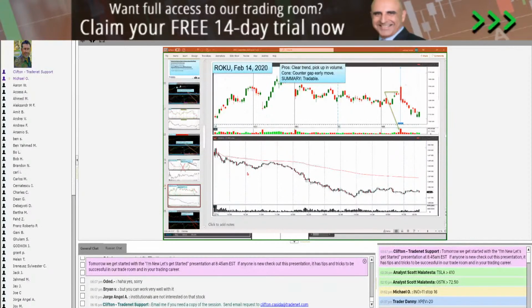And it was shorted in the trading room. I think Meir or Scott traded this stock short. Roku short on February 18, made a killing on it. Again, why? It was the right call on the right stock. Momentum day, triggered by earnings.